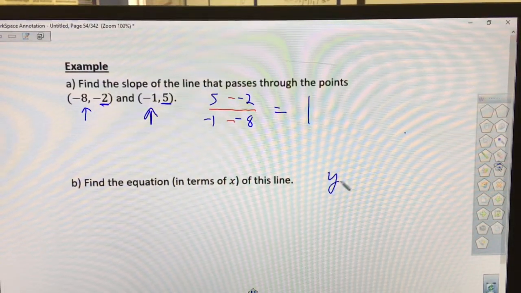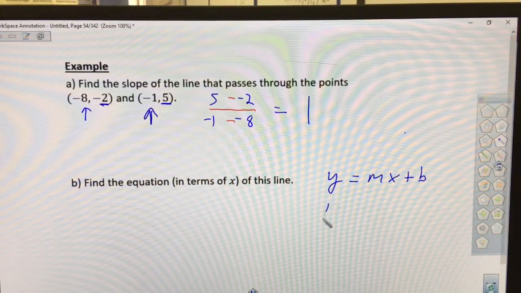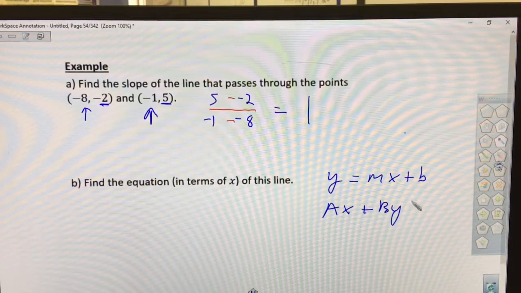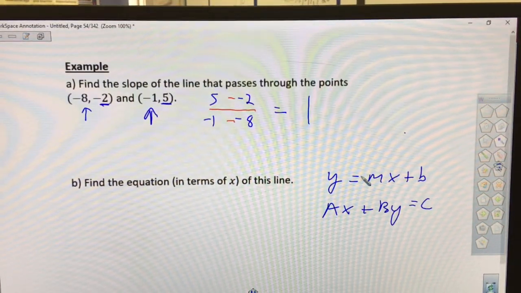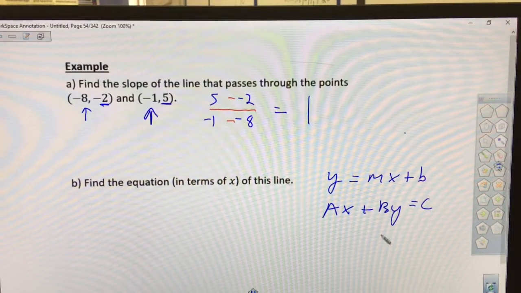In other words, you can either do y equals mx plus b, or you can do ax plus by equals c. Is the test going to be on the computer or pencil and paper? You don't know yet. All right, first thing I want to do is standard form.